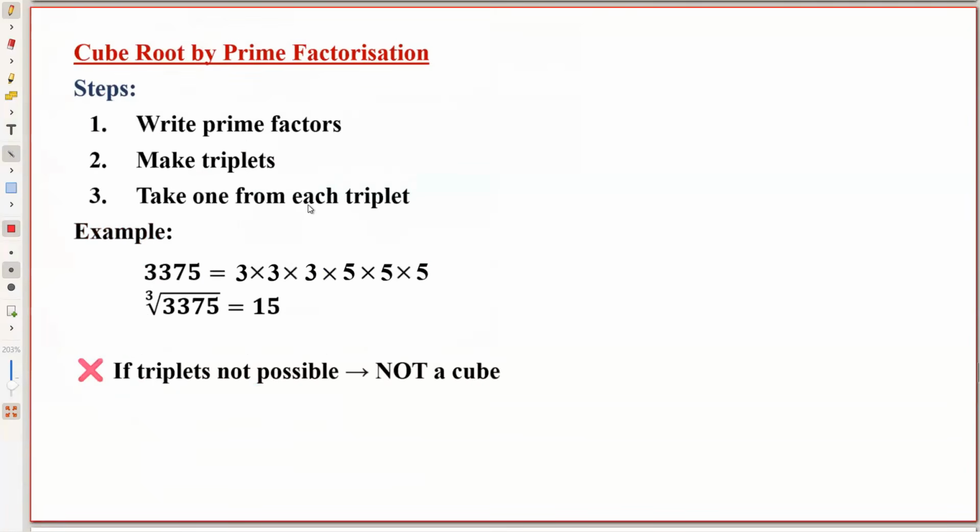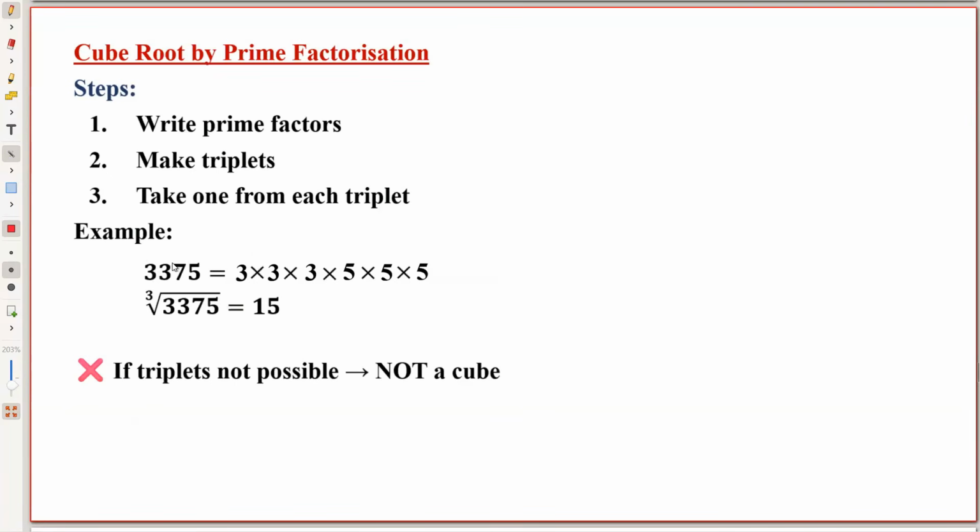Next, for finding the cube root, we have first the prime factorization method. Cube root by prime factorization method. First step, we have to write the prime factors. Next, we have to make them into triplets. Triplet means you combine 3 numbers together and take 1 from each triplet. If it's a square root, we'll have pairs and take 1 number from each pair. Here, triplet means 3 numbers, and from each group of 3, we take 1 number out.